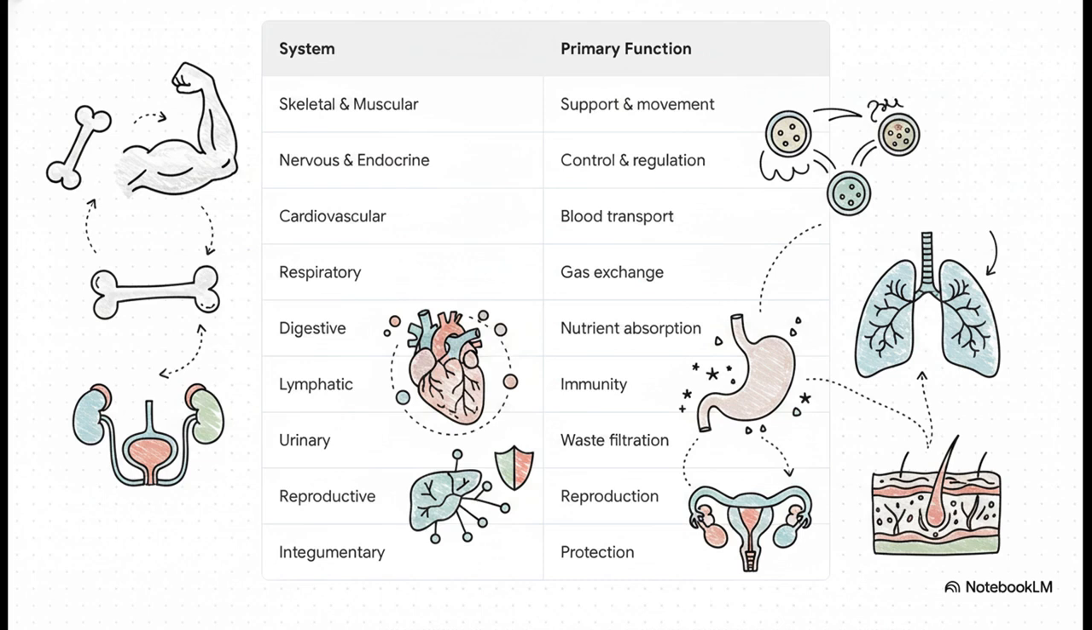And rounding it out, the lymphatic system manages immunity, urinary filters out waste, reproductive generates new life, and the integumentary system, which is your skin, serves as the ultimate protective barrier. They all work together in this breathtaking continuous coordination. It really is a marvel.